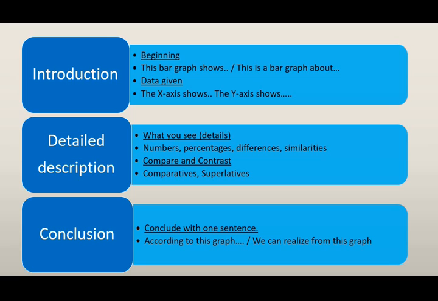That is the beginning of your description. Then you have to write the data given.